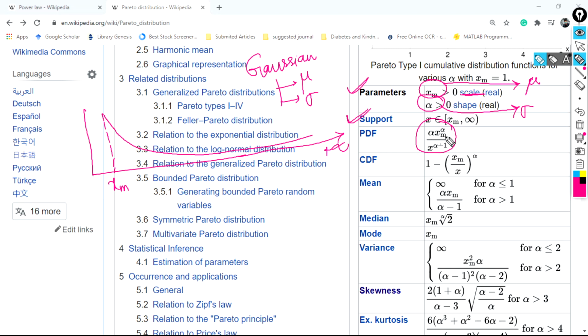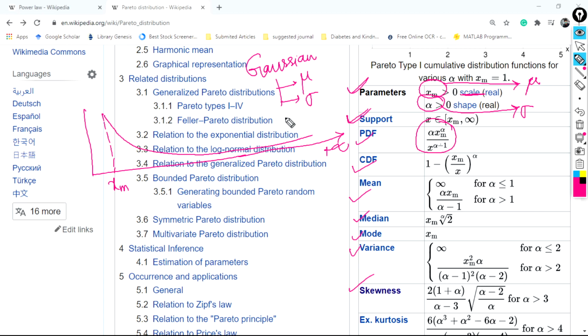Now this is the sample probability density function with alpha and xm, and its cumulative distribution function is also here. This is the mean, the median, the mode, the variance, everything is here, and how to find its skewness. Everything is elaborated here. What is its kurtosis? Everything is here. So this is the sample of what we have to use, these kinds of distributions in such kinds of scenarios.